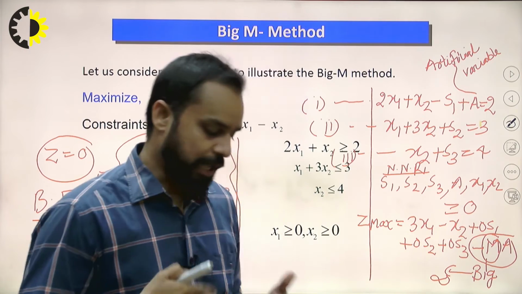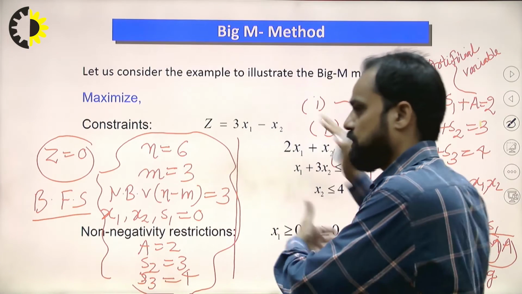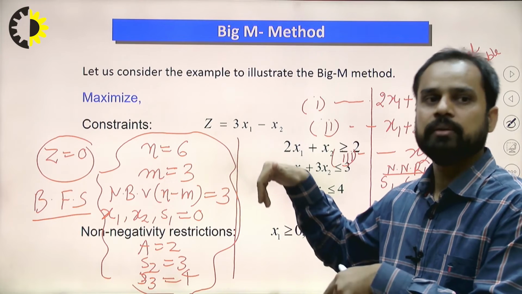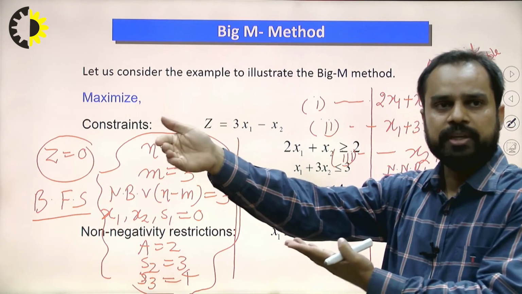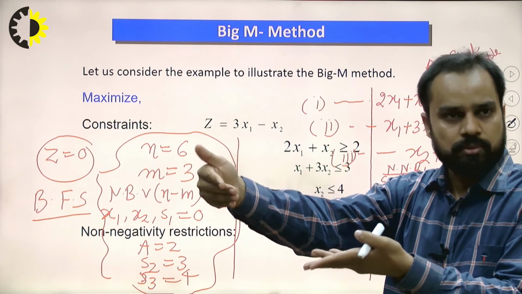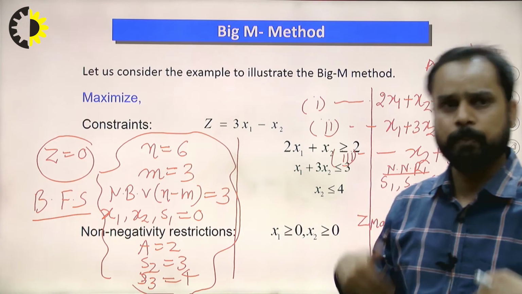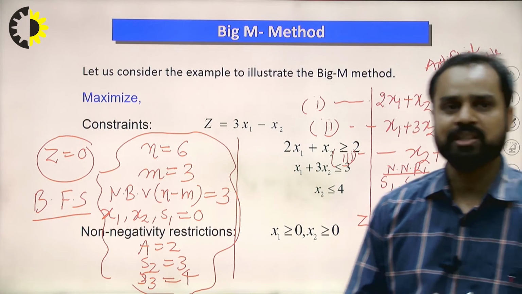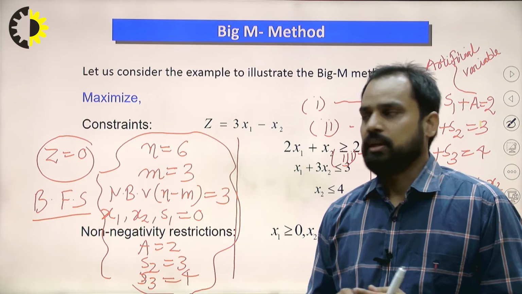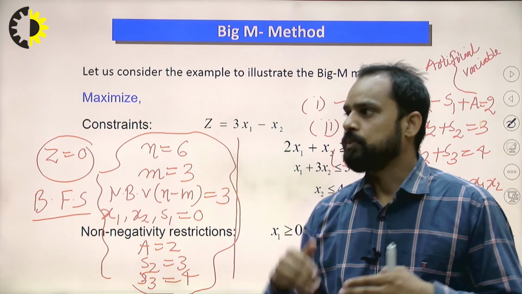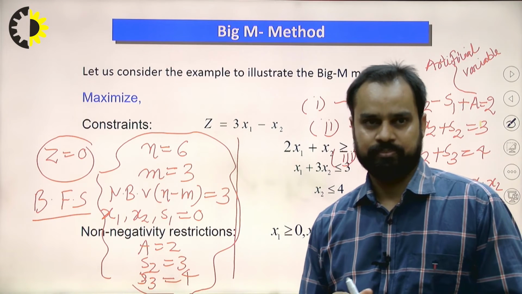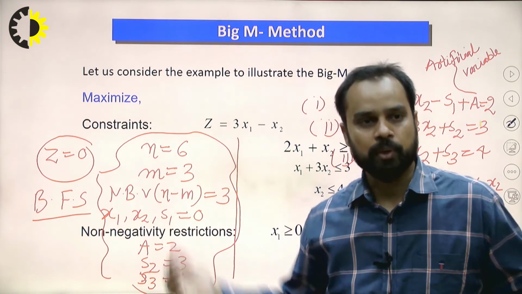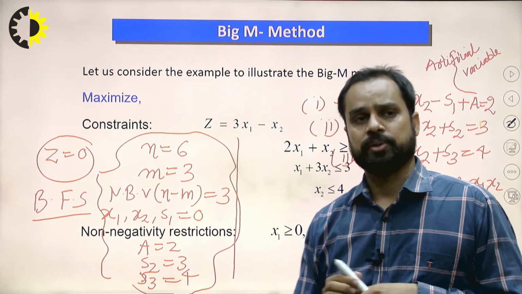Now we can tabulate it. The basic feasible solution can be tabulated, and after tabulating, by doing the iterations to get a better value with the help of the simplex method, we can just solve the problem like the simplex method. The only contribution of the artificial variable is so that we are able to obtain the basic feasible solution.